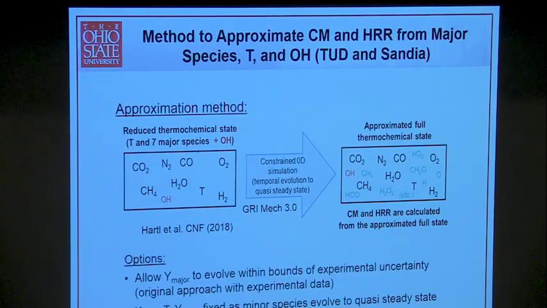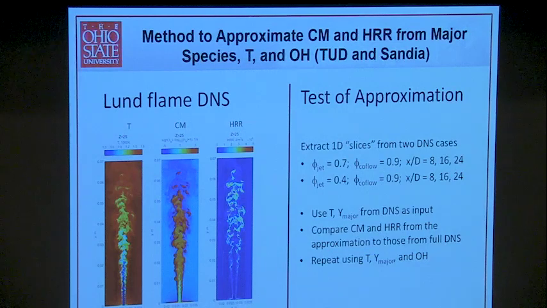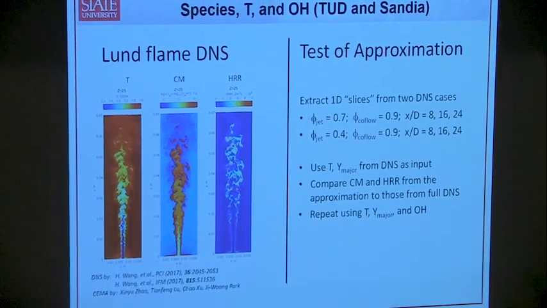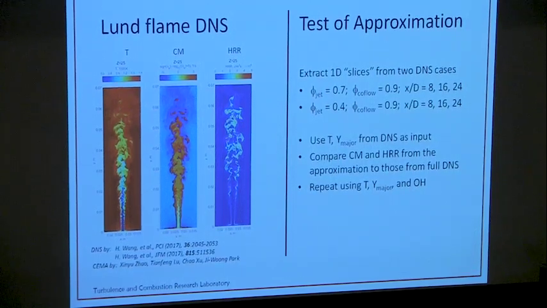So some of the different methods that they did with this is they allowed these major species fractions to evolve within the bounds of uncertainty, or you keep them fixed as they evolve to a steady state. You add OH. These are all details, they just tried different options. So as a way to test this, they took DNS data. We like DNS. Remember, we have DNS, we have truth, right? So let's say we treat DNS as real data. We treat this as experimental data.